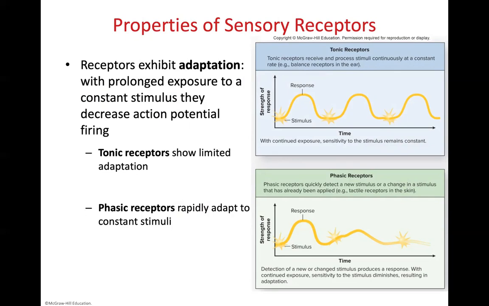Phasic receptors are those that quickly detect a new stimulus or a change in a stimulus that's already been applied, and then they rapidly adapt, so they stop firing. So they produce a response, and then with continued exposure, the sensitivity to the stimulus diminishes, and that results in adaptation. So things like deep pressure receptors are phasic receptors. They help you forget that you're sitting on a chair right now. So they stop firing after a while. They're just getting the same information.